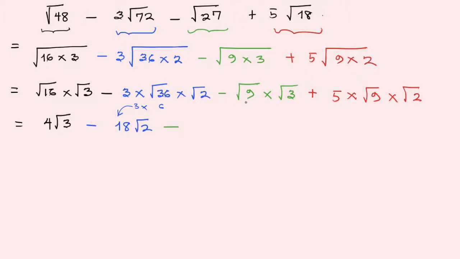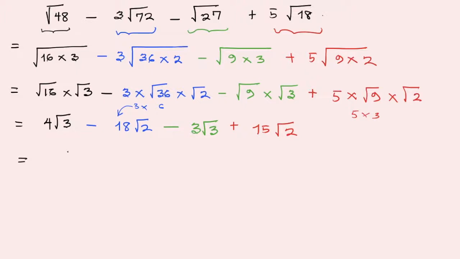Minus the square root of 9 is 3. 3 root 3 is what we have here. And the square root of 9 is 3. 5 here multiplied by 3 is 15. So we have 15 root 2. So now we can gather like terms together and then carry out our additions and subtractions.